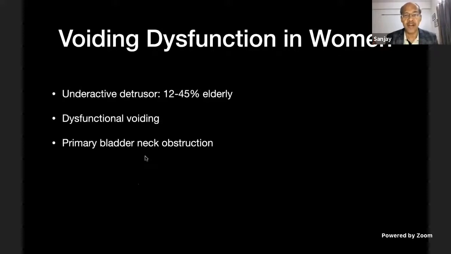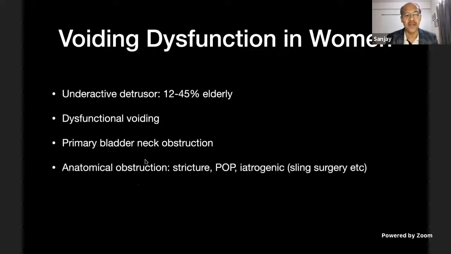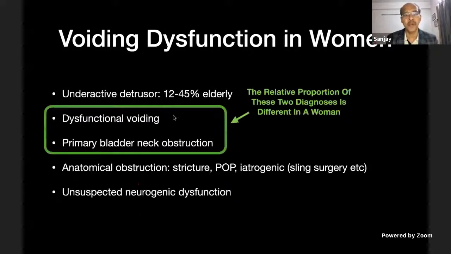You can have primary bladder neck obstruction, a relatively less common diagnosis. Anatomical obstruction, far less common. And I continue to believe that many patients are overdiagnosed with strictures. Unsuspected neurogenic dysfunction, all these are potential reasons for voiding dysfunction in women. And the relative proportion of these diagnoses obviously is different between a man and a woman.